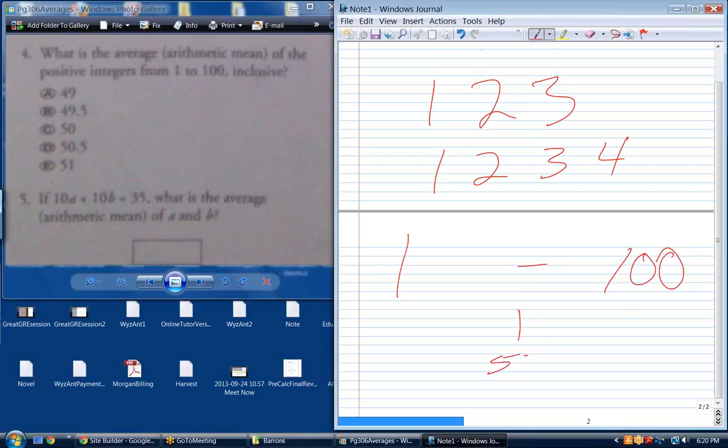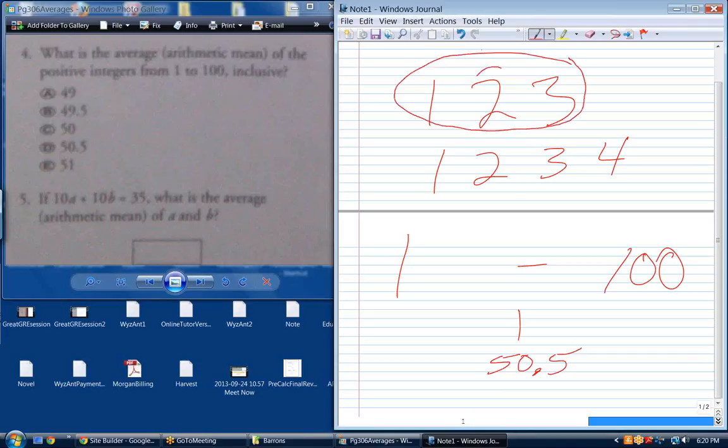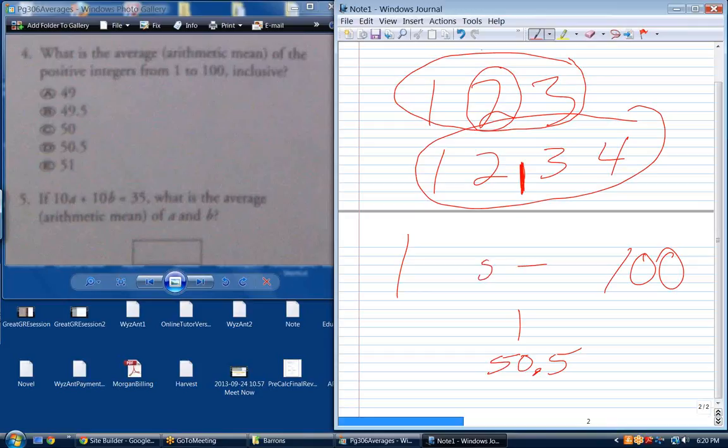I want to say 50. 50.5 because there's an even number of terms. In other words, here we had an odd number of terms, so the average was the same as the middle. Here we had an even number of terms, so the average had to be halfway between those two middle terms. So this average has to be halfway between 50 and 51. That's the way I would do this problem.